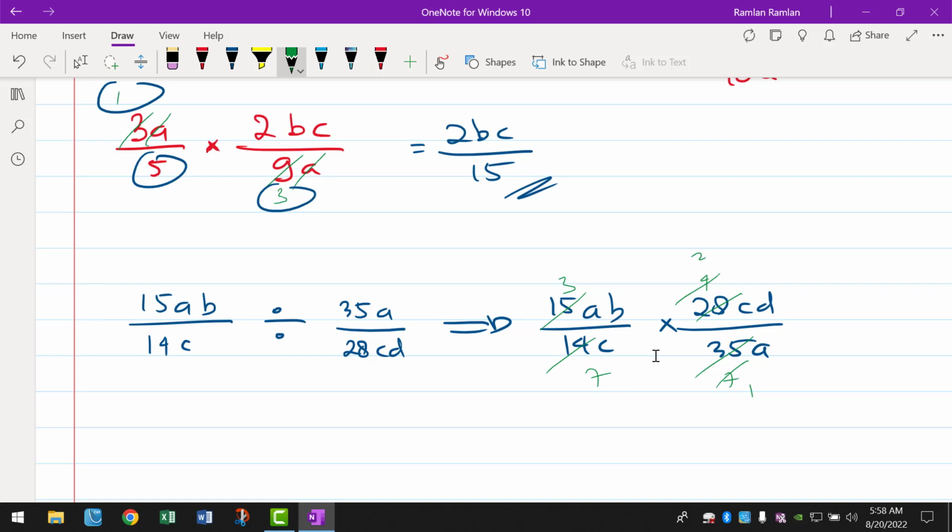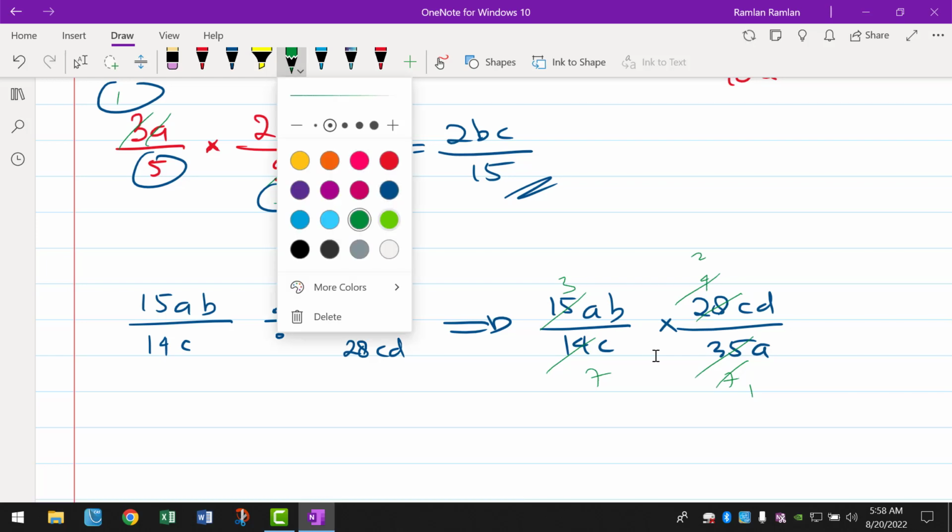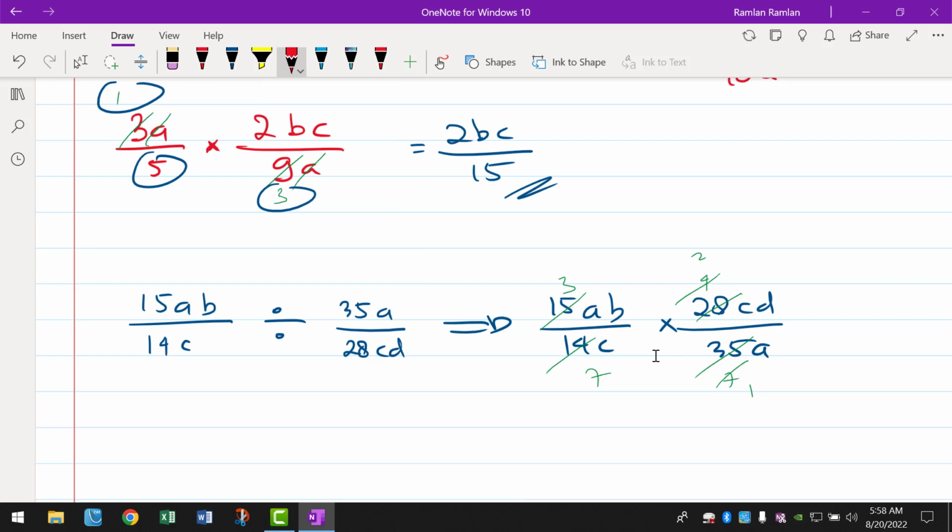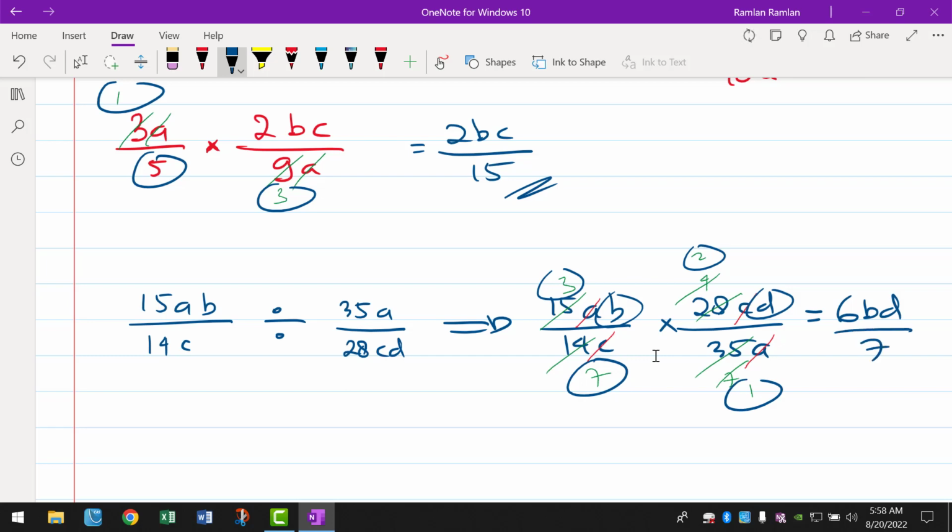So let's go to the variables. In here we have a and a. Remember, it needs to be on the top and bottom. So we have a on the top and on the bottom, and we have c on the top and the bottom. We don't have anything else to cancel anymore, so we just multiply what's left. We have 3 times b times 2 times d, so that would be 6bd. And on the bottom we only have 7 times 1, which equals 7. That's it. Quite easy.